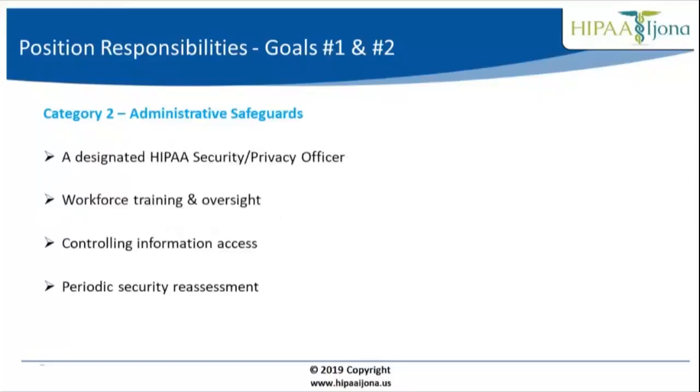And there are administrative safeguards. You have to have a designated HIPAA security privacy officer. Now let me pause for a second to help you with this. If an auditor walks into your door today, the first thing they're going to want to do is find out who is the HIPAA Security Privacy Officer. They want to meet with them. They're assuming that that's right.